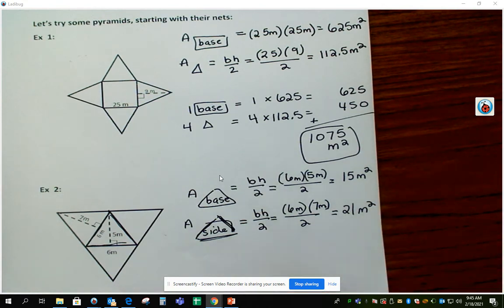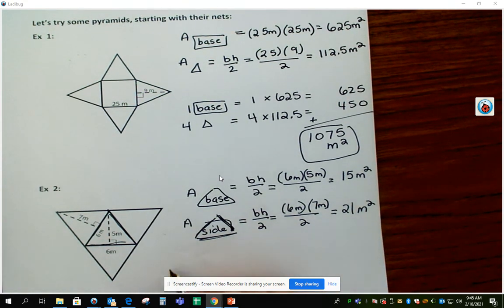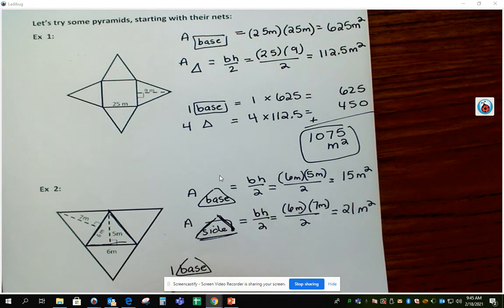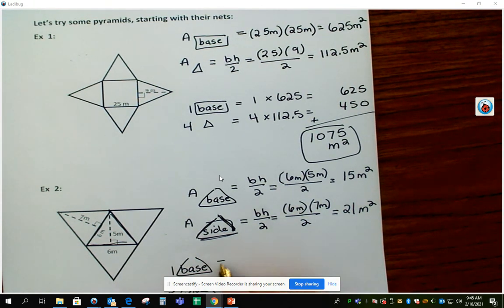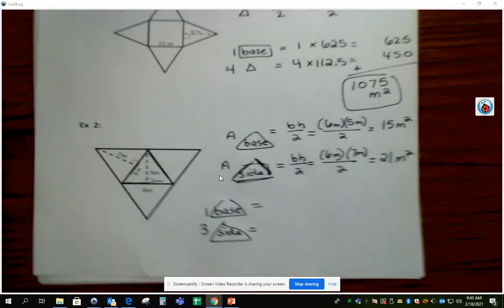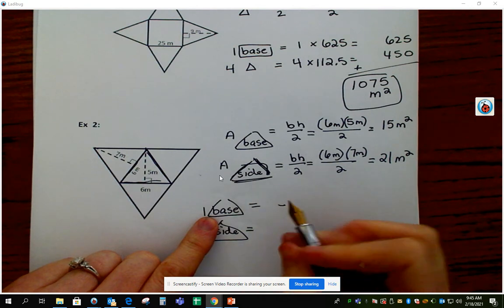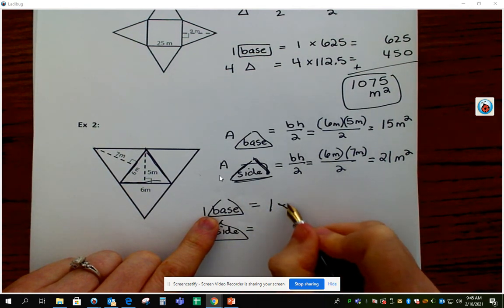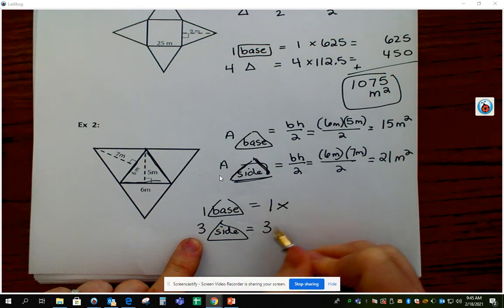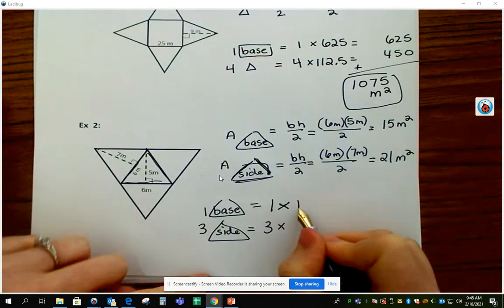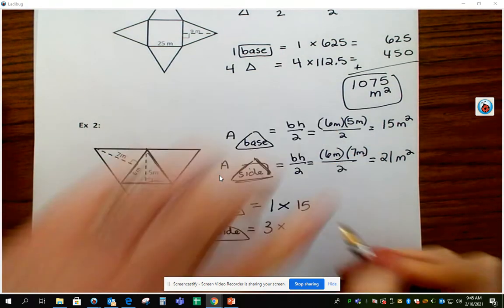So again, I just need to count up how many. I have one base in the middle, but I have 1, 2, 3 sides. Oops, and I should have moved this down. Sorry. All right, so I'm going to go ahead and multiply 1 times the area of the base and 3 times the area of the side. So the area of the base was 15. The area of the sides was 21.